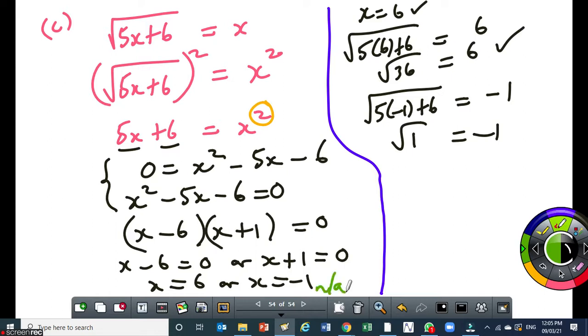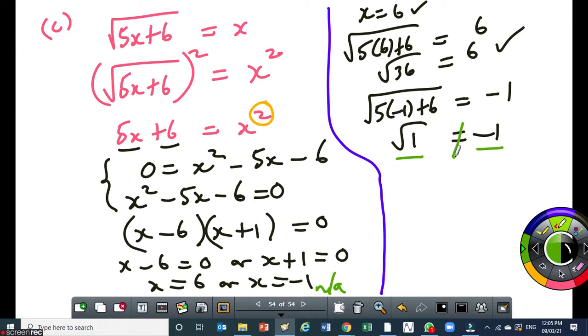Okay? We are rejecting it because square root of 1 is not only minus 1. There's also a positive 1. Because when you are doing questions like this, generally we consider the positive square root of numbers. So square root of 1 is not entirely equal to minus 1. Because of that, we reject x equal to negative 1.